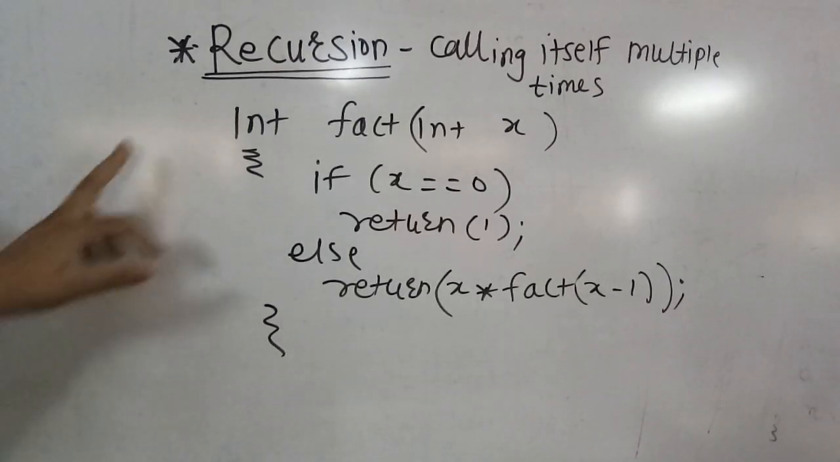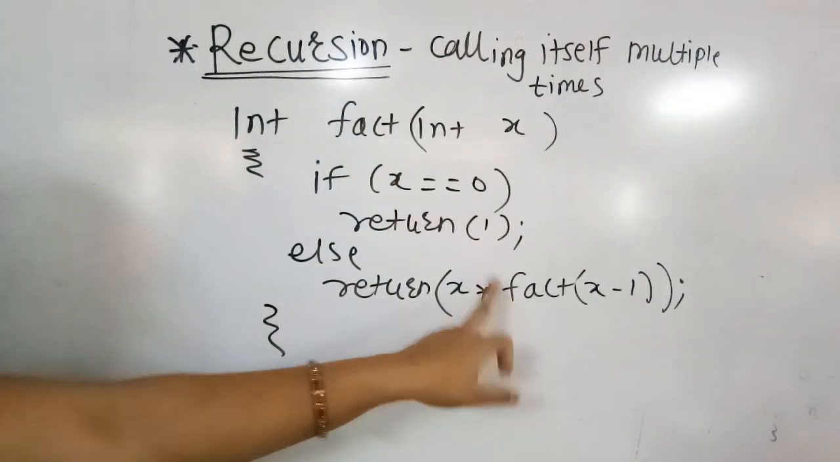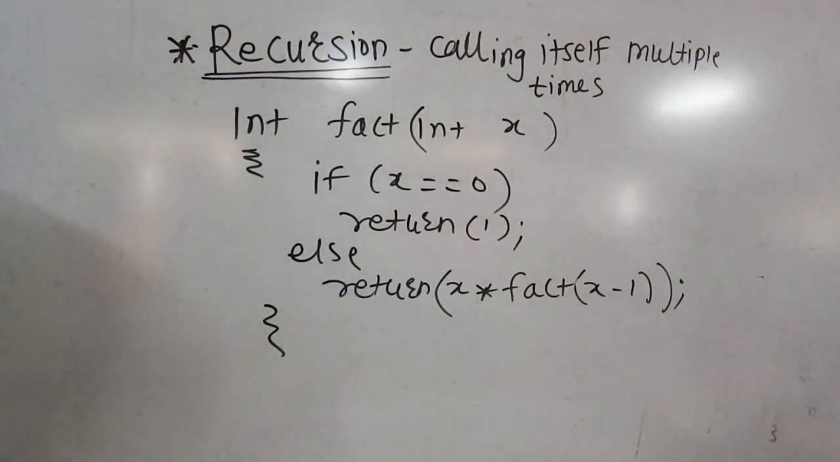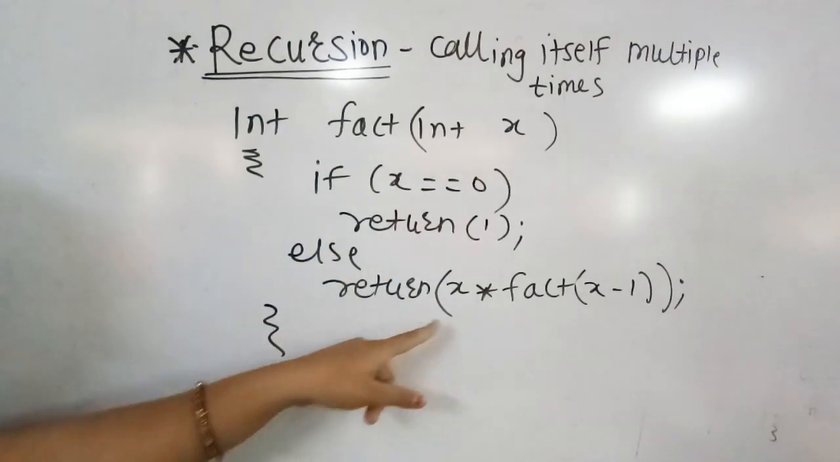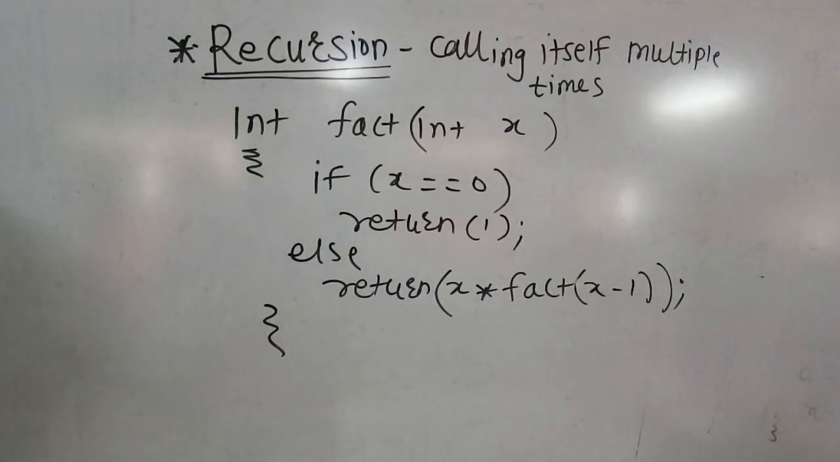In that, fact is a function name, and here, in the body of that function, it again contains the function name fact. So this is called recursion. It means the same program calls itself multiple times until the condition is satisfied, which is known as recursion.